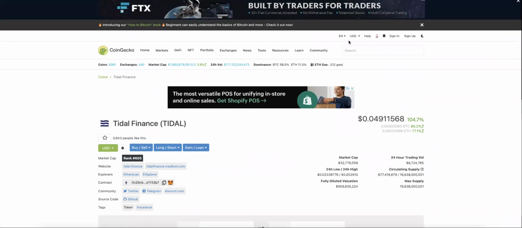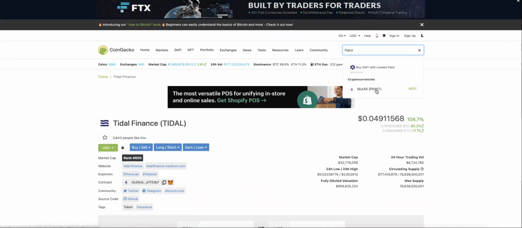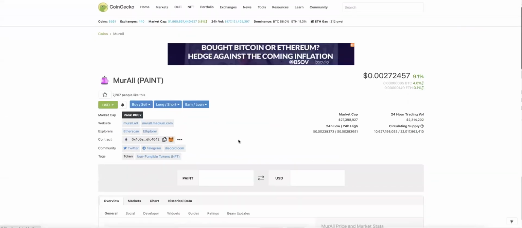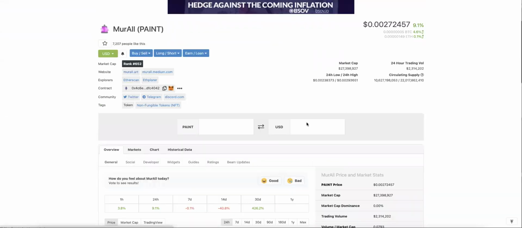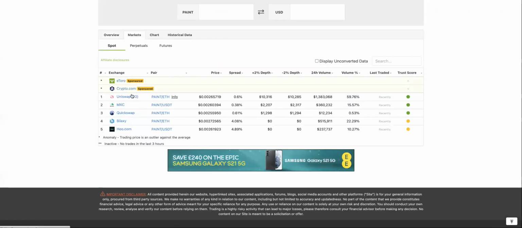So let us look for a coin we know is on Uniswap. Let's look at Paint. I have bought quite a lot of this coin, so let's look at Paint. I know this is on Uniswap. So what you do is to go down to markets and make sure it's on Uniswap. And you get down here on CoinGecko or CoinMarketCap, you can then click on the pair itself. Don't click on Uniswap. Click on this pair. That will take you straight to the Uniswap interface to use Uniswap.